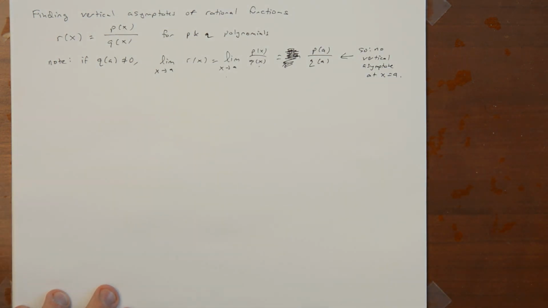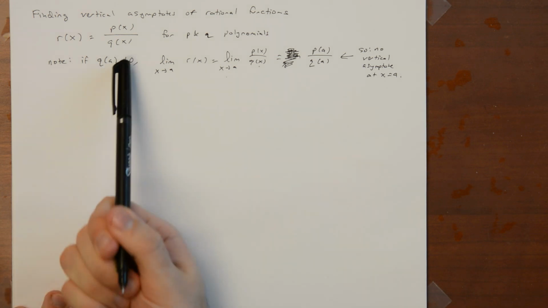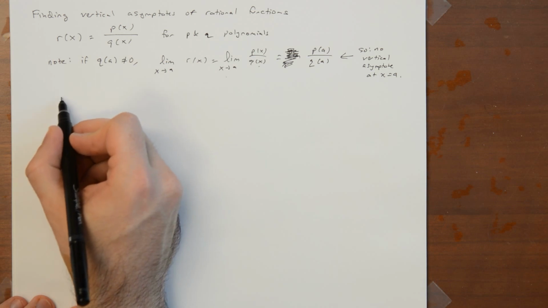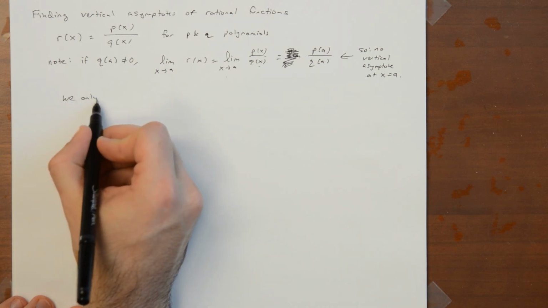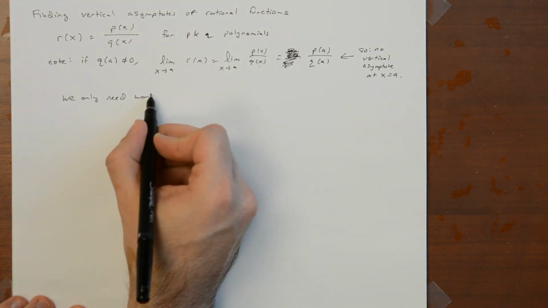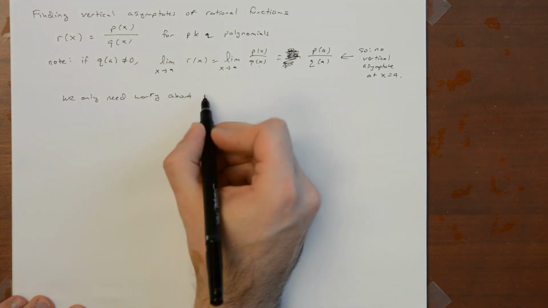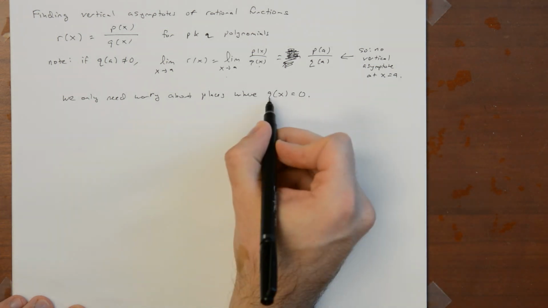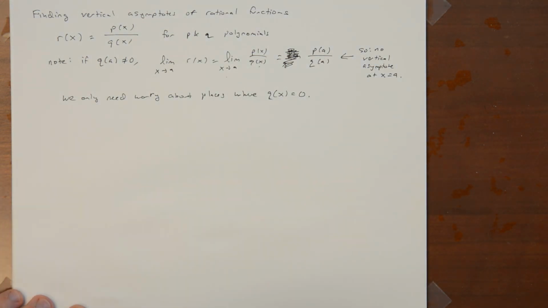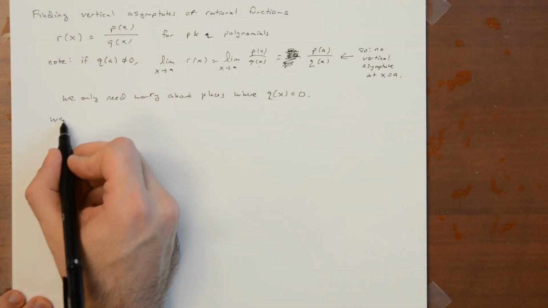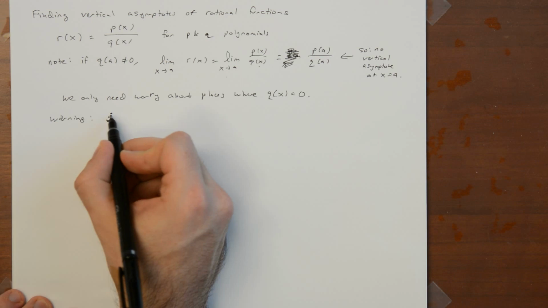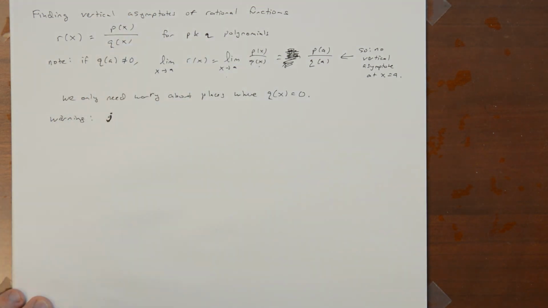So the only potential places for vertical asymptotes are at places where the denominator is zero. So we only need to worry about places where the denominator q of x is zero. However, just because the denominator is zero does not a vertical asymptote make. Just because a rational function is not defined at a number does not mean it has an asymptote there.